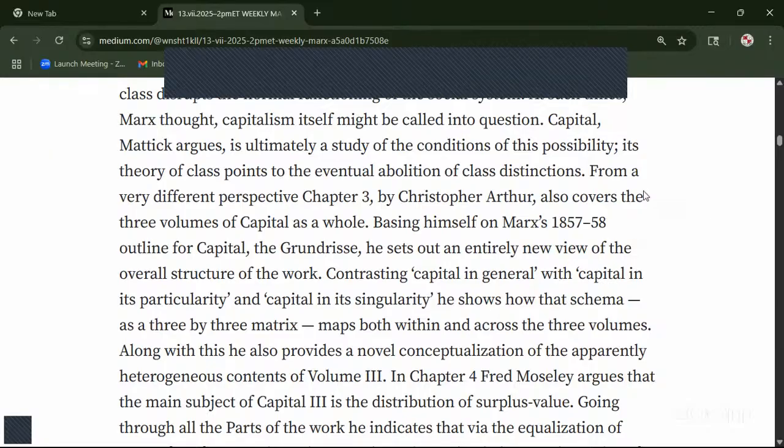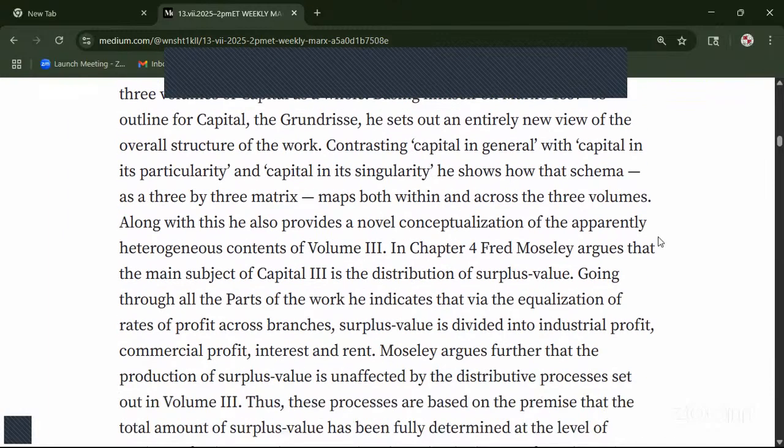In Chapter 4 of this book, Fred Mosley argues that the main subject of Capital Volume 3 is the distribution of surplus value. Going through all the parts of the work, he indicates that via the equalization of rates of profit across branches, surplus value is divided into industrial profit, commercial profit, interest, and rent.